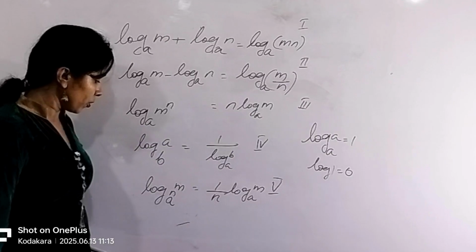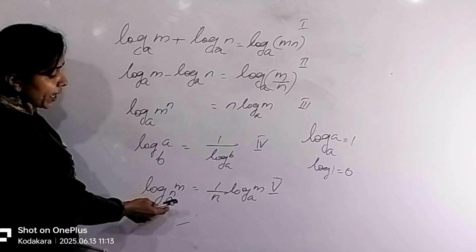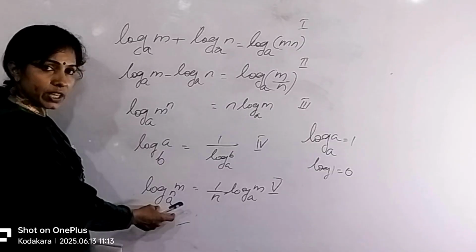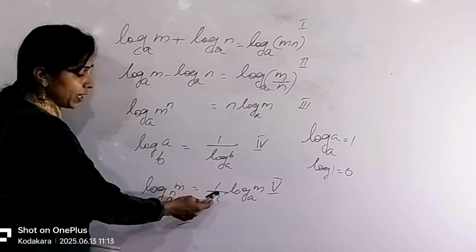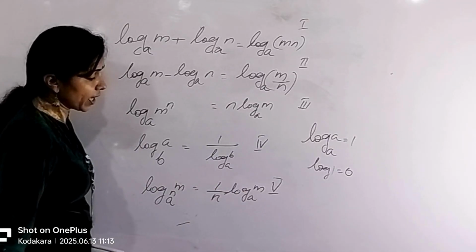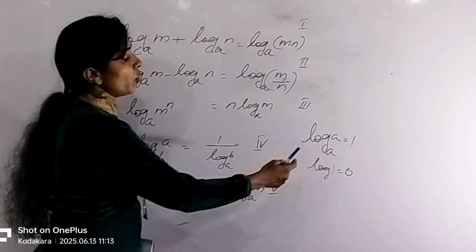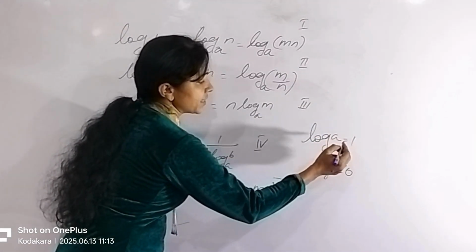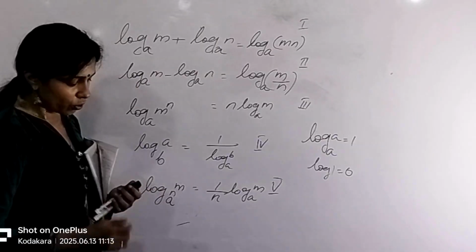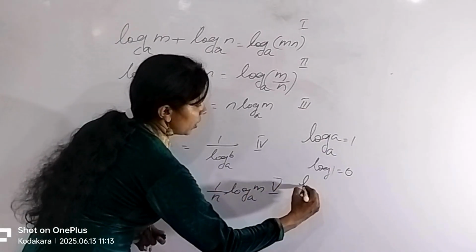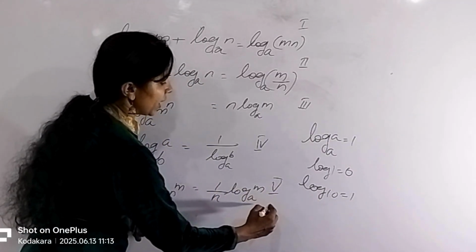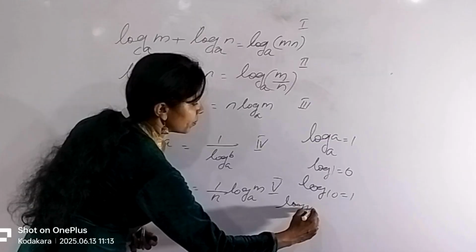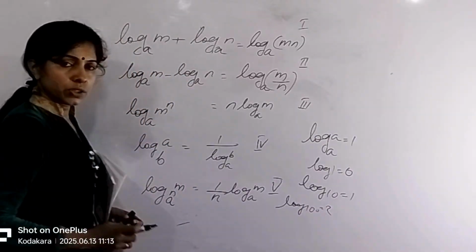This is property number 4. Then for log with base a raised to n, if the base has a power, that power comes here as 1 by n times log a. Then we know that log base a of a is equal to 1, and log 1 is equal to 0. And we know that log 10 is equal to 1, and log 100 is equal to 2. That you all know.